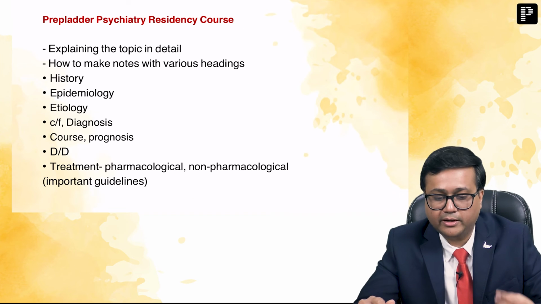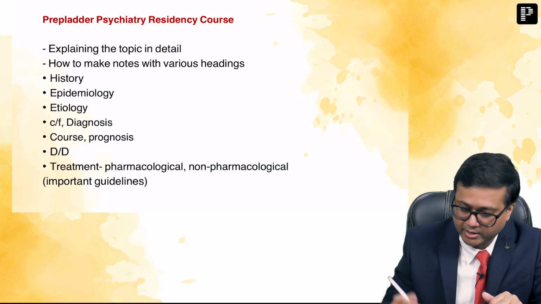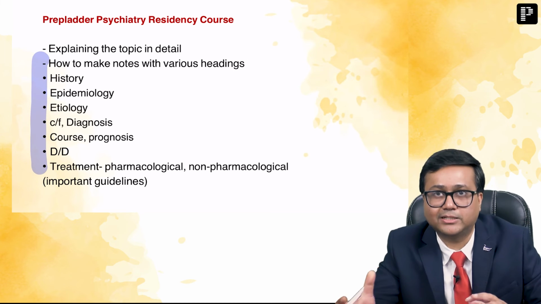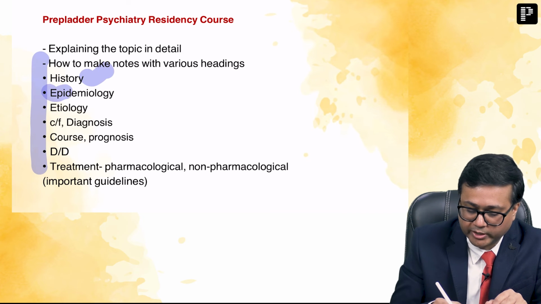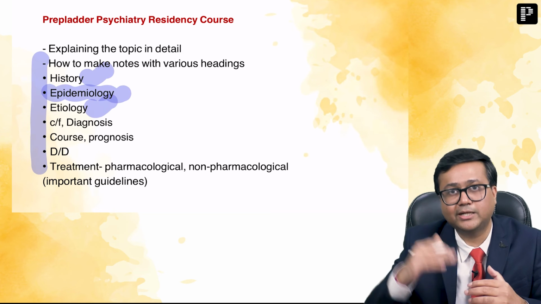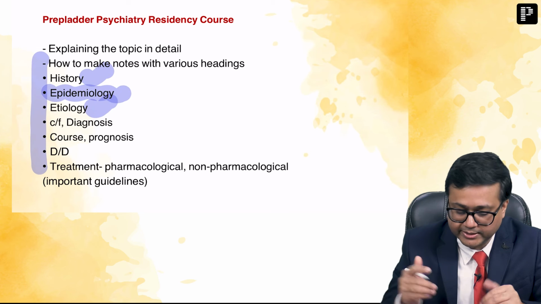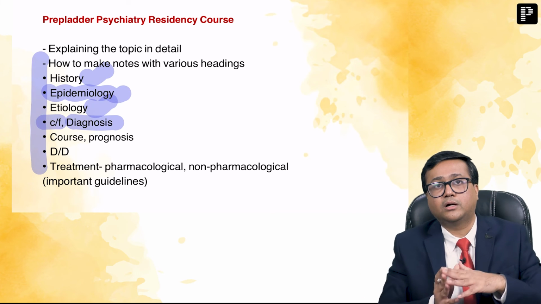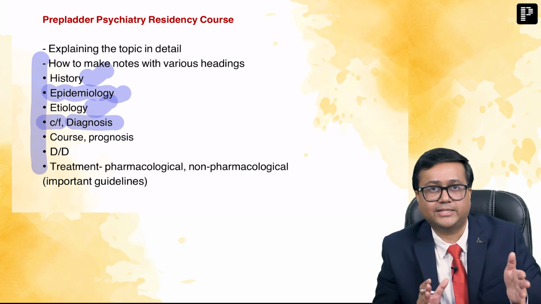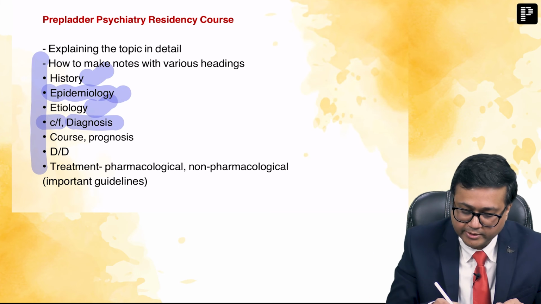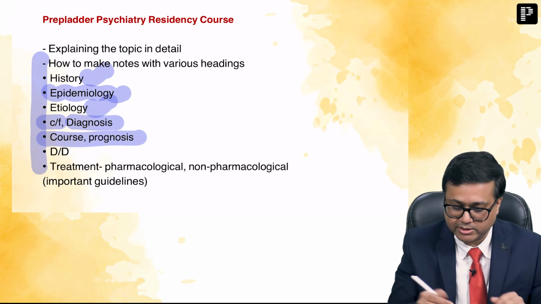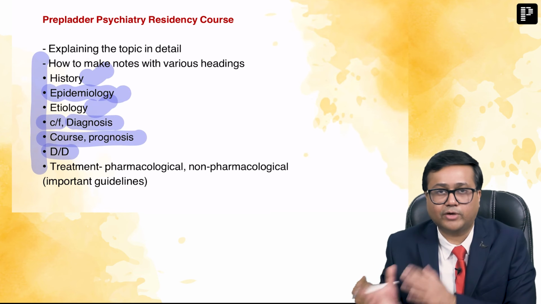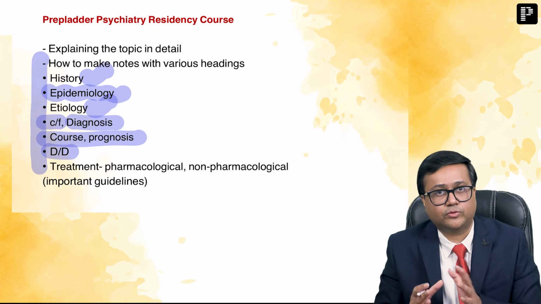Now, what are the other important things which you'll find in the app? Now, when we are explaining any topic, you'll find that we have explained it in various headings. Starting from history, we'll talk about epidemiology, we'll talk about etiology, and again in etiology, we've talked about various subheadings. Clinical features, we've talked about the diagnosis, clinical features, diagnostic criteria, both according to ICD as well as according to DSM-5. Then we talked about the course, prognosis, some of the important differential diagnosis, treatment, be it pharmacological, be it non-pharmacological, including the guidelines of a respective disorder.